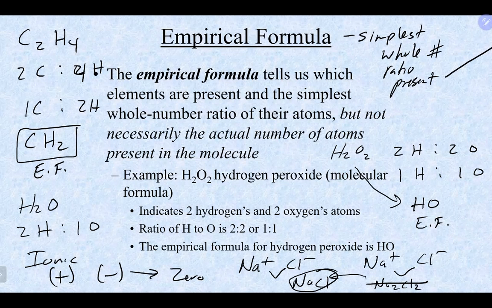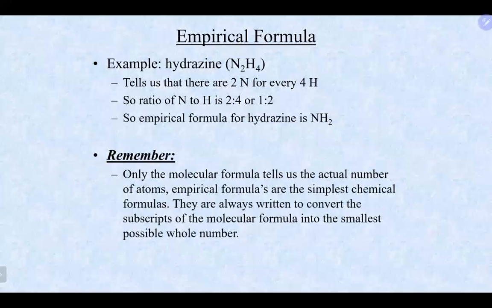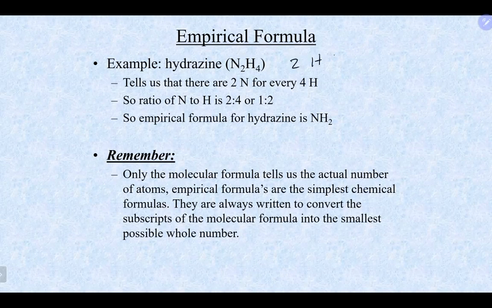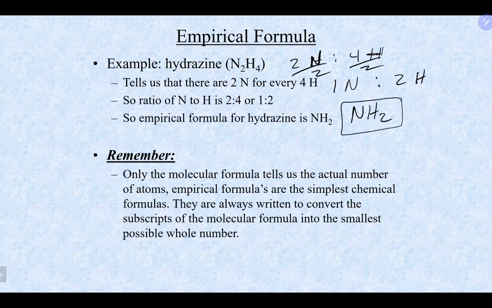Any questions on that? All right, if we take a look at another one here, N2H4, that's basically 2 nitrogens for every 4 hydrogens. We can reduce that down to 1 nitrogen to 2 hydrogens. We're basically just dividing by 2. And that gives us our empirical formula, NH2 here.